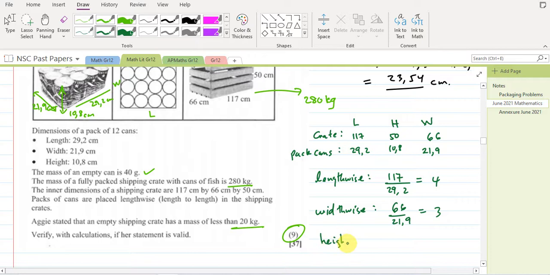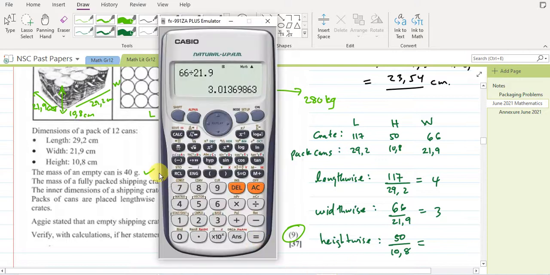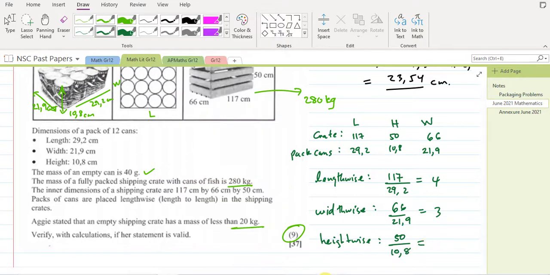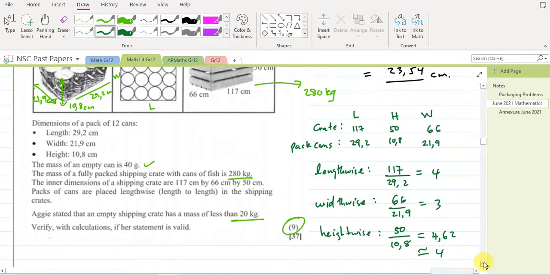And then heightwise, we have to look at the height. 50 divided by 10.8. So how many packs of the small cans can fit along the height? So 50 divided by 10.8, and my answer is 4.62. So round down, you're going to say about 4, right? You can't pack 0.62, so just 4.